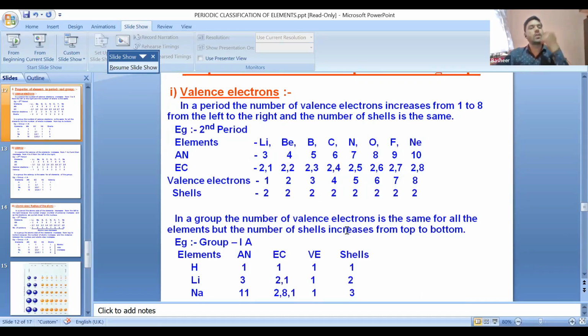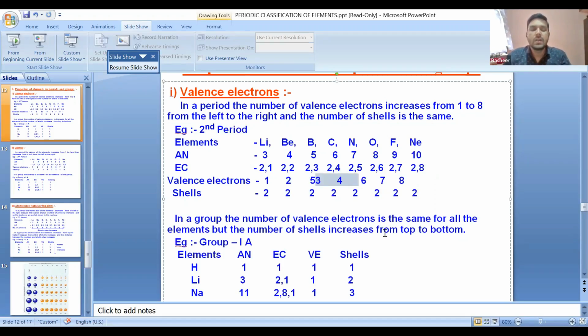If we talk about the same in the period, beryllium 4, boron 5, carbon 6, nitrogen 7, oxygen 8. These are all different. See, the shells are all the same, only the valence electron is changing. Lithium has 1, beryllium 2, boron 3, carbon 4, nitrogen 5. So these are the changes in the valence electron, but the shell count is still the same: 2, 2, 2, 2, 2, 2, all.